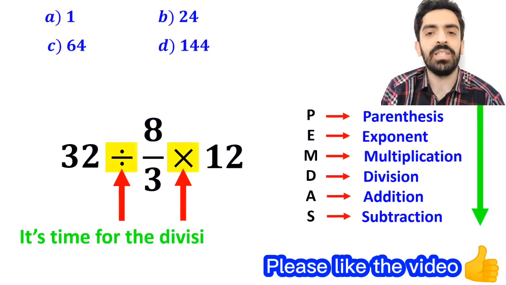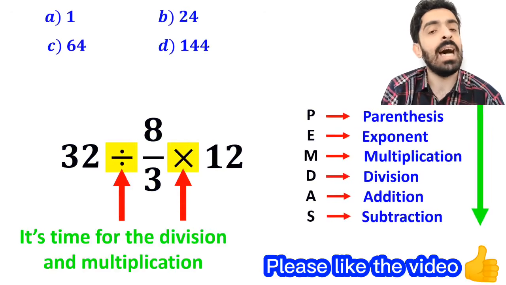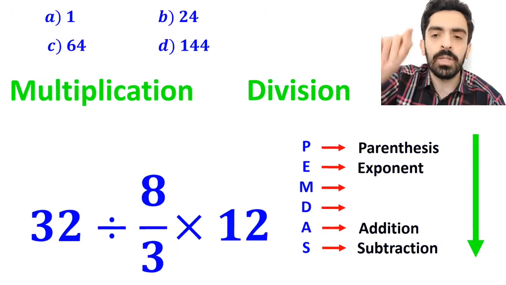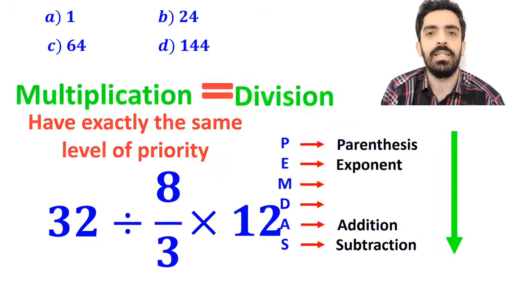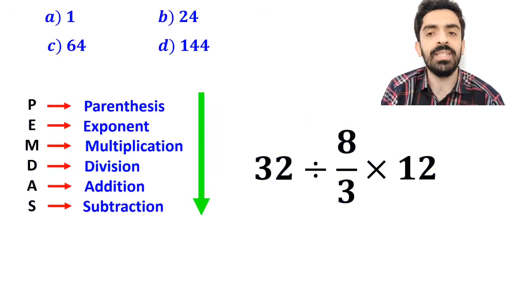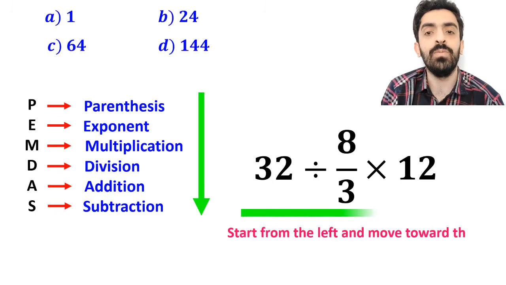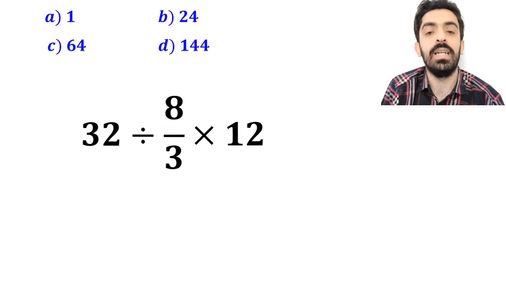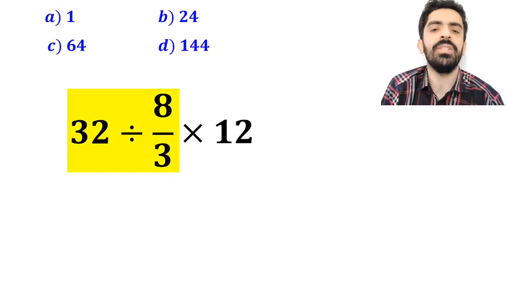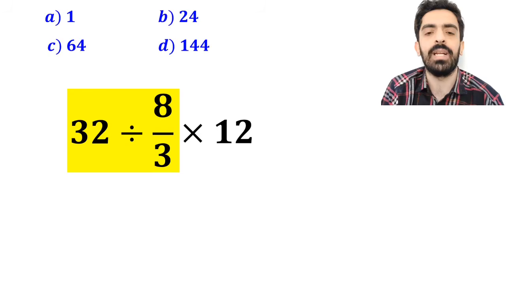Alright, now it's time for the division and multiplication. However, it's very important to note that according to the PEMDAS rule, multiplication and division have exactly the same level of priority. In this situation, the best strategy is to start from the left and move toward the right, performing these two operations in order. So, we start with the expression 32 divided by 8 over 3.